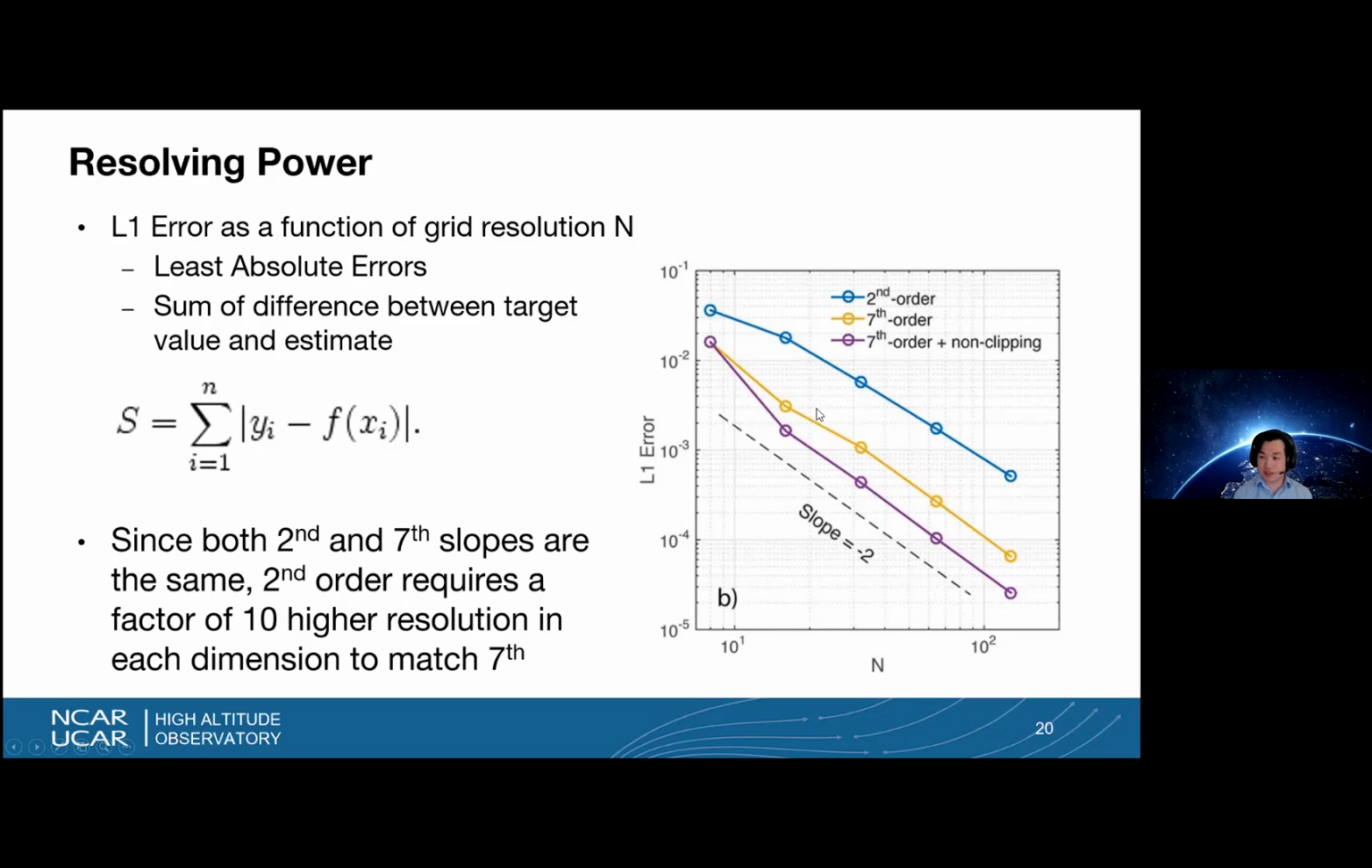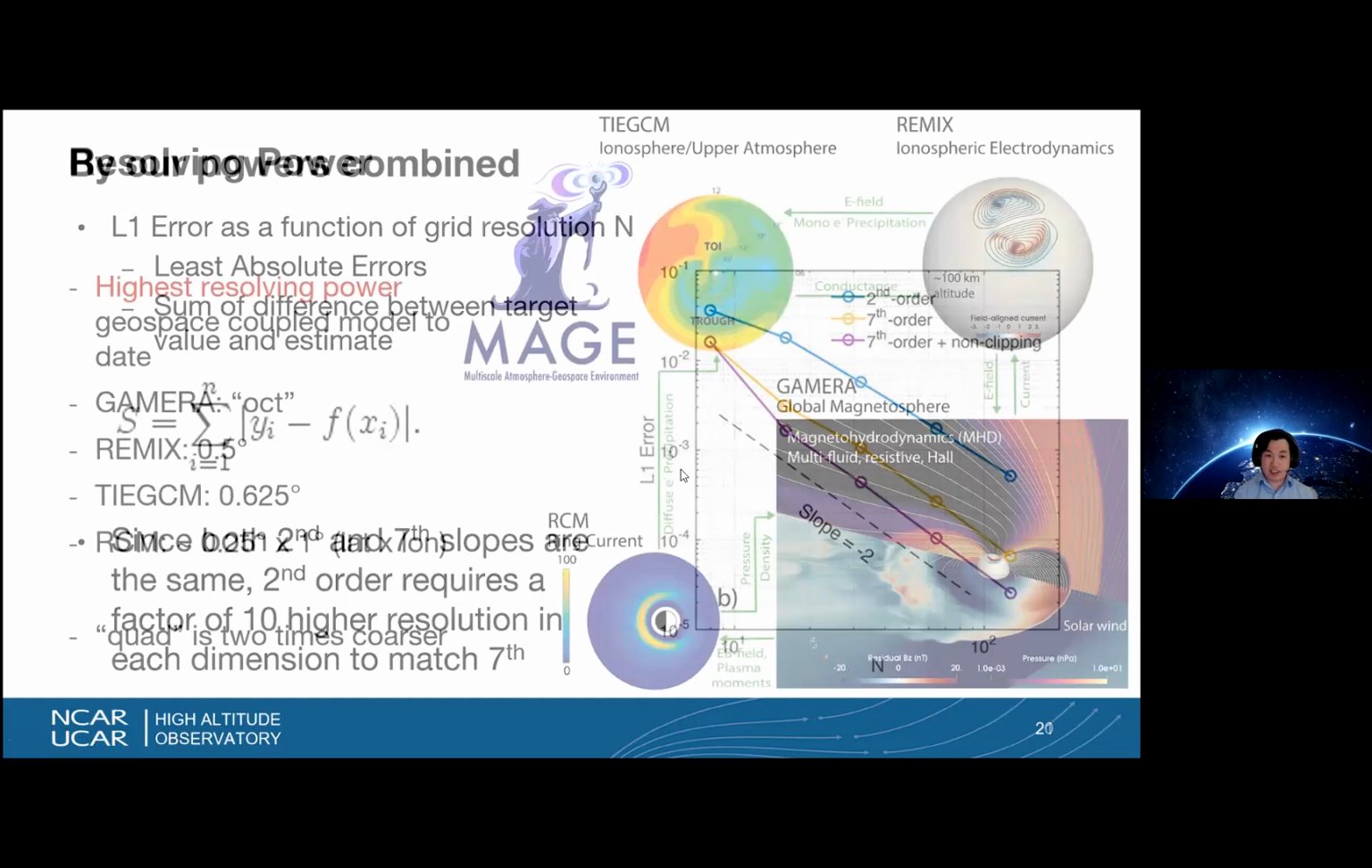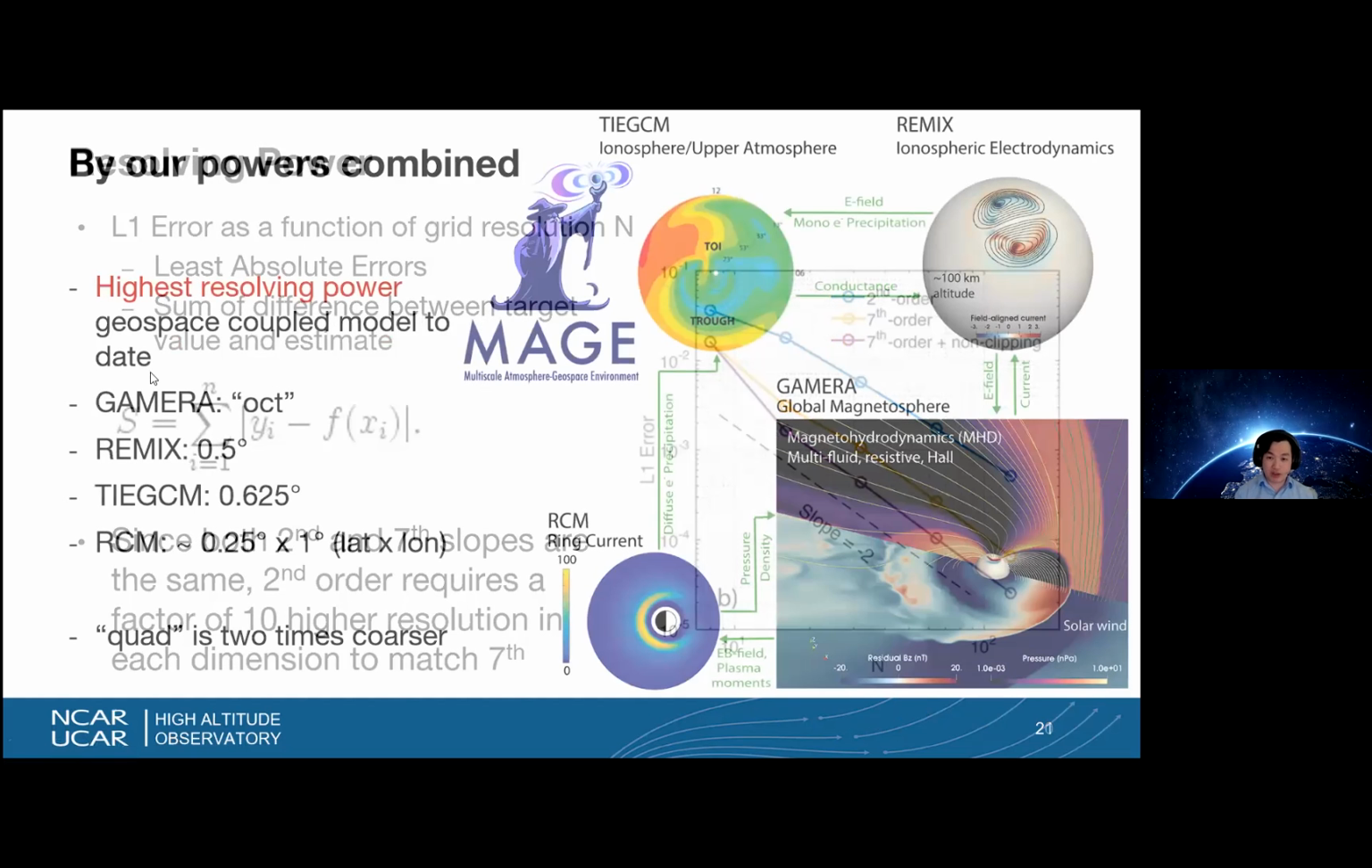And so that means that you can't just simply increase your grid size forever. You quickly run into a limit. The other thing is that when you increase your grid size, you greatly increase your computation power, your computation cost. And so it becomes extremely limiting when you try to increase the resolution. All right, so when you combine everything together, we end up with the highest resolving geospace coupled model.